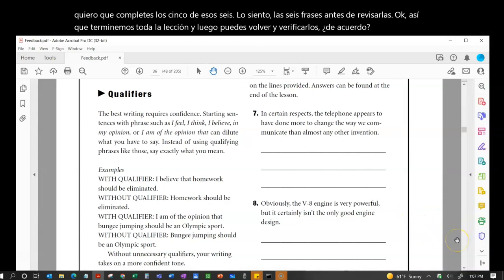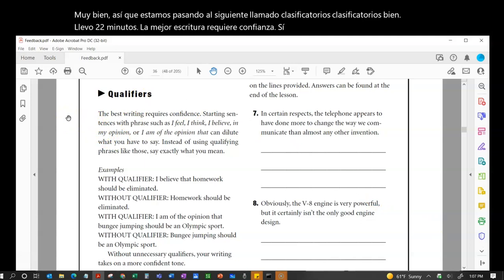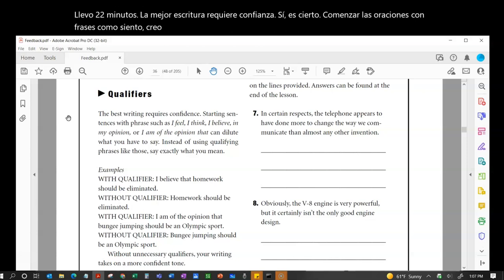All right, so we're moving on. The next one is called qualifiers. I am 22 minutes in. The best writing requires confidence. Yes, that's true. Starting sentences with phrases such as I feel, I think, I believe, in my opinion, or I am of the opinion can dilute what you have to say. Instead of using qualifying phrases like those, say exactly what you mean.